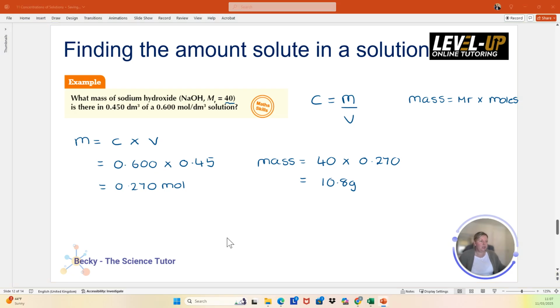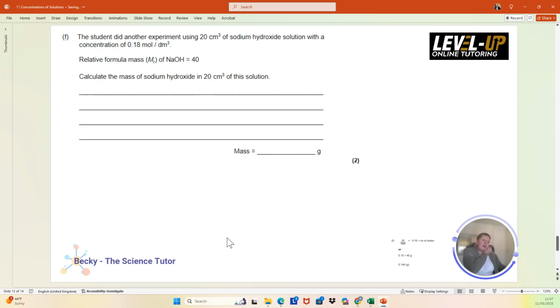So just to finish off then, let's apply this to a couple of exam style questions and what it is that we need to do. This is a more straightforward question because it is worth 2 marks. Everything is given to us, we have just got to substitute that in. So let's have a look at what we've got. We want to calculate the mass of sodium hydroxide in 20 centimeters cubed of this solution. Now we're given the concentration in decimeters, so we're going to need to convert that first of all. So 20 divided by 1000 gives us our 0.02.